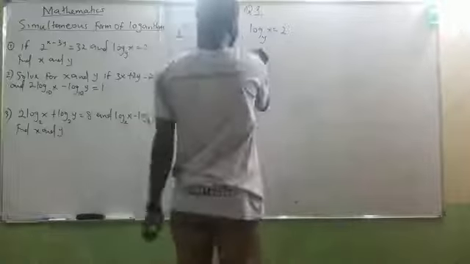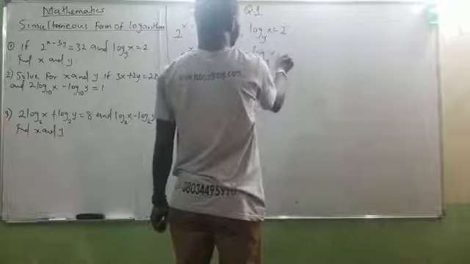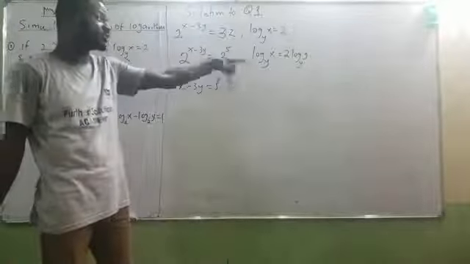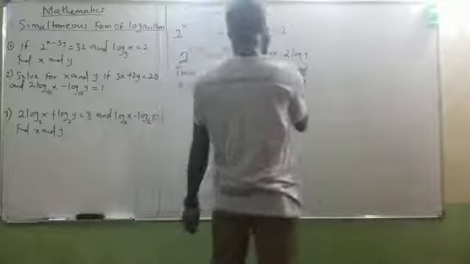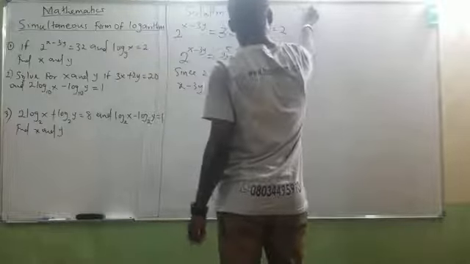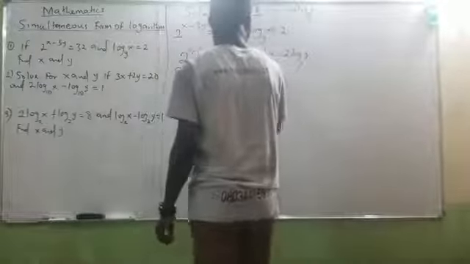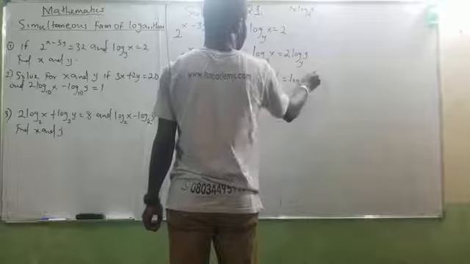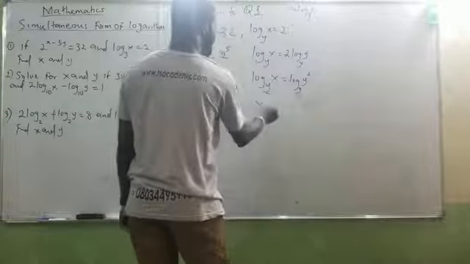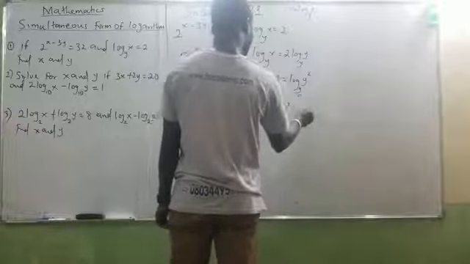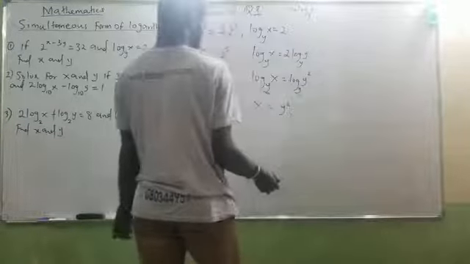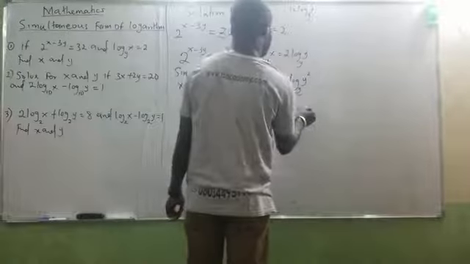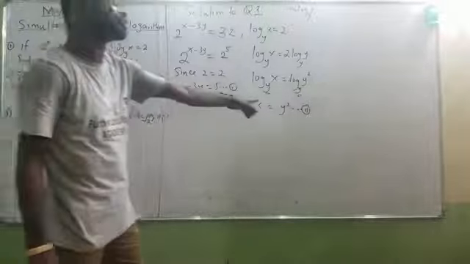Look at this. I can see that log_y x equals 2 log_y y, with what I've explained to you earlier in the previous video, because I told you I'm just multiplying this by 1, and log_y y is 1. Now, it means I'll be having log_y x equals log_y y squared. Since the bases are equal, my x will be equal to y squared. I can call it equation 2.